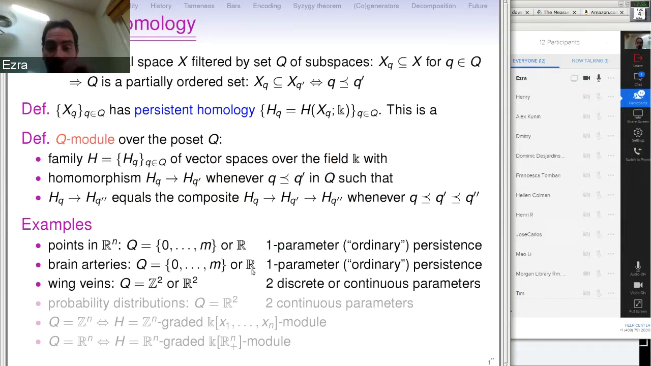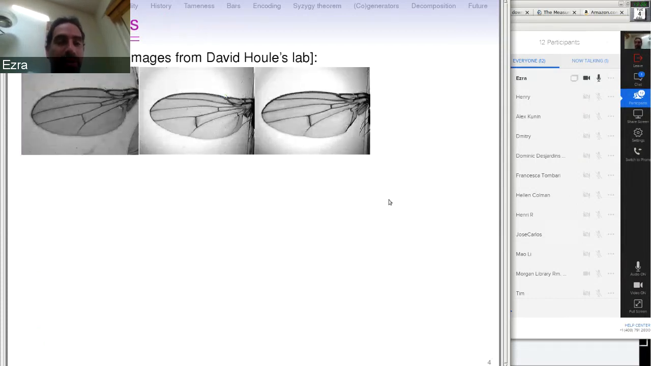Okay, so here's a 2-parameter example. These are fly wings. So these are 3 normal Drosophila melanogaster fly wings. And you're not supposed to be able to tell the difference between these. They are different, but they look pretty much the same, and that's kind of the point. The variation in these things, they can get wider and longer, and these intersection points can move a little bit and so on. But the topology of the graph stays the same.